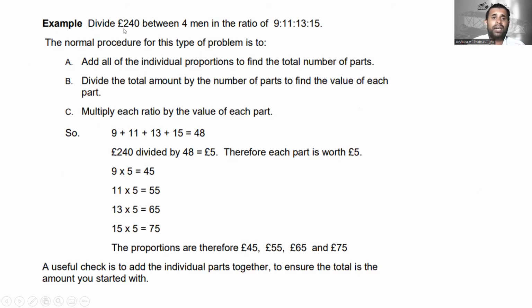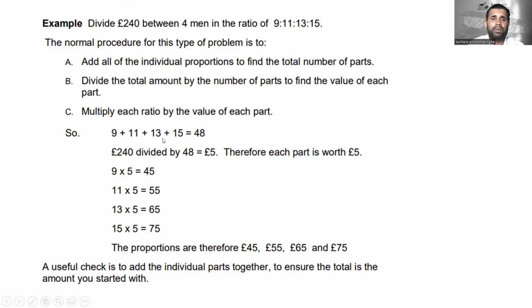Okay, so example: divide 240 pounds between 4 men in the ratio of 9, 11, 13 to 15, right? The normal procedure for this type of problem is to add all the individual proportions to find the total number of parts. First, we have to add all these things. Divide the total amount by the number of parts to find the value of each part. Then multiply each ratio by the value of each part.